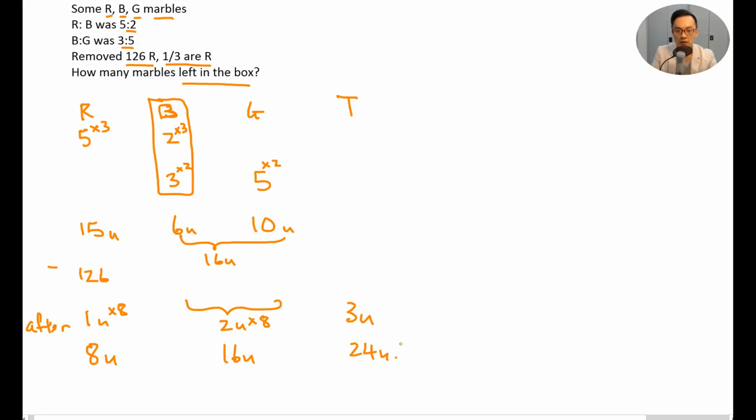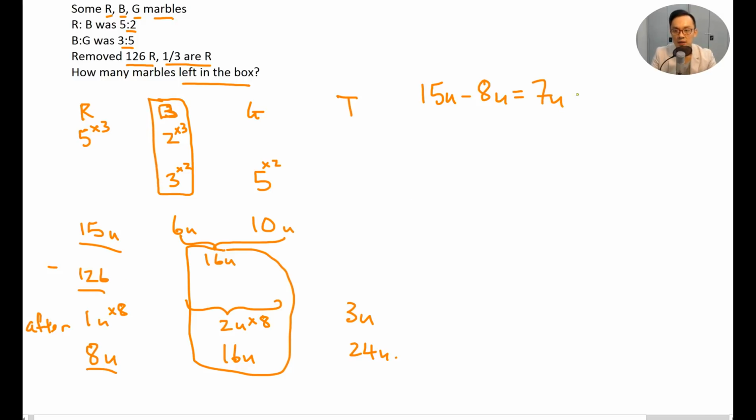is to 24 units. So now I've made my part the same, all right, and my ratio has dropped from 15 units to 8 units. So 15 units minus 8 units equals 7 units, and I know that I removed 126. It's 126, okay? And they're asking me how many marbles are left in the box. So I know in my box I have 24 units left. So I need to find 1 unit, and then after that I find 24 units, okay? And that is the answer.